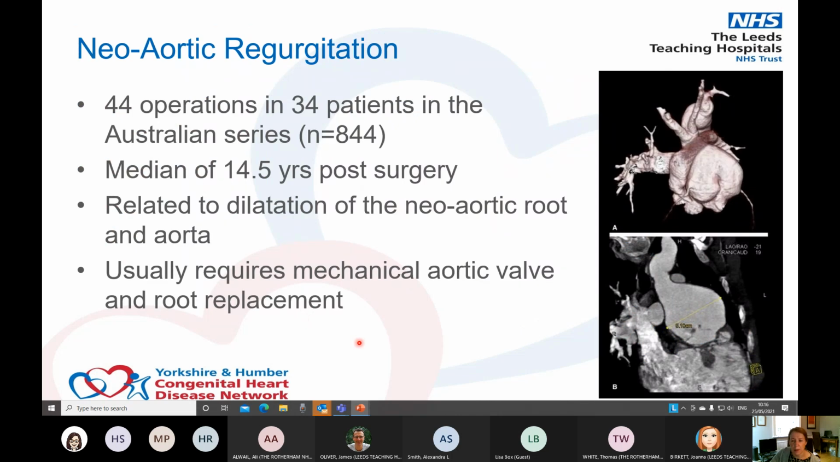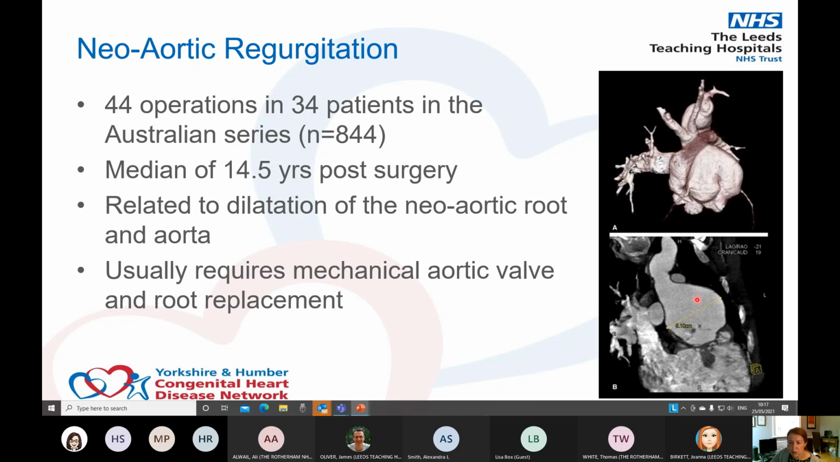Neo-aortic regurgitation is something that we do see fairly commonly. So in this Australian series of 844, but with 95 patients, I think with 25-year follow-up, they reported 44 operations in 34 patients. And it's a late complication, so a median of 14.5 years post-surgery. So this is something that is really the domain of adults having had the arterial switch, rather than something that's seen in paediatric practice. And it's related to dilatation of the neo-aortic root and the neo-aorta.